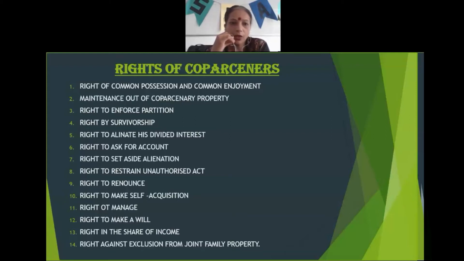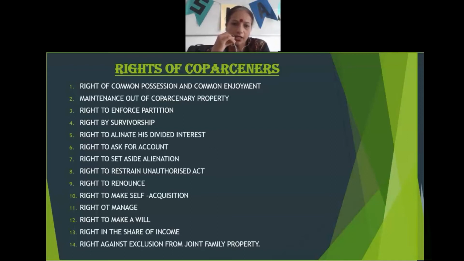Next is the right to ask for the account. The right to ask for the account means this: we have studied that under coparcenary property or a joint Hindu family property, there is one karta who takes the administration of the entire house, who takes the decisions in respect of the expenses which need to be met in the family affairs.